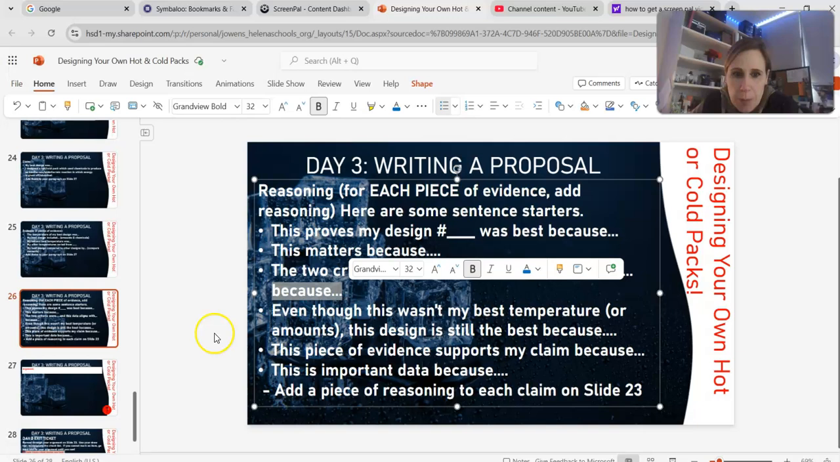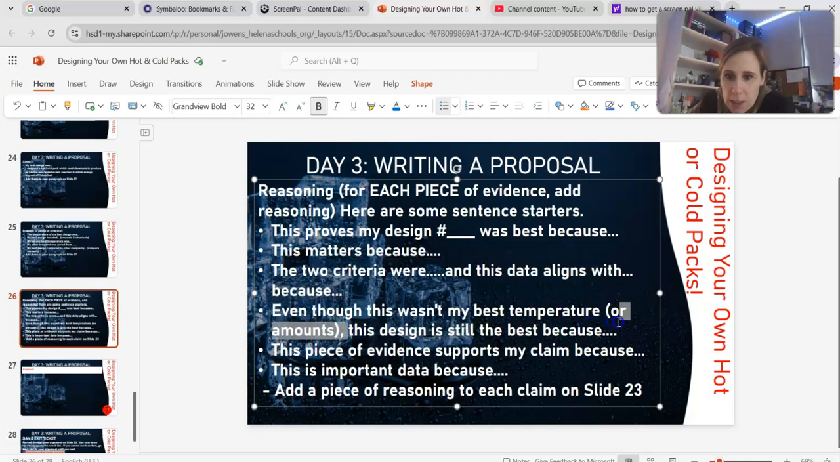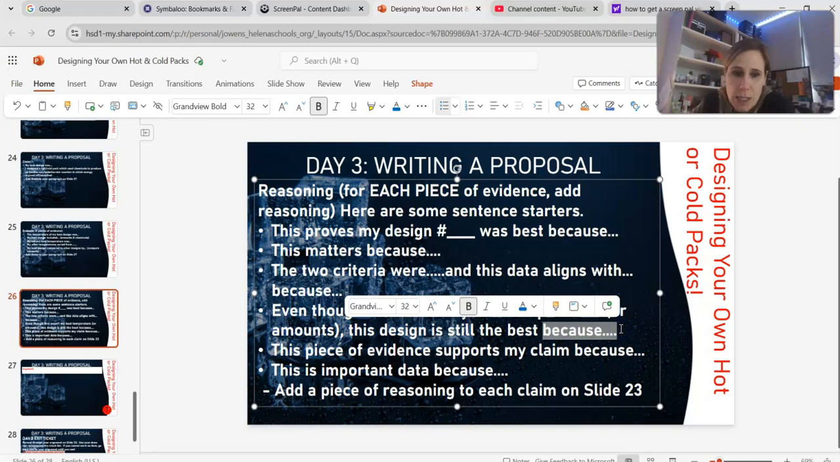Even though this wasn't my best temperature or amount, so maybe you guys chose something that wasn't the best, the lowest number for your temperature or the highest number for your temperature, depending on hot or cold pack, or maybe it had the most ingredients. Why did you guys prioritize temperature or amount over the other? So this design is still best because, again, notice that because piece. That's the most important part for this reasoning. This piece of evidence supports my claim because. This is important data because.